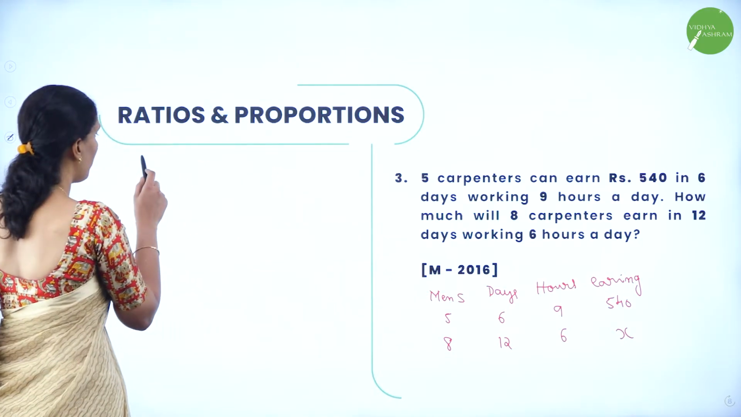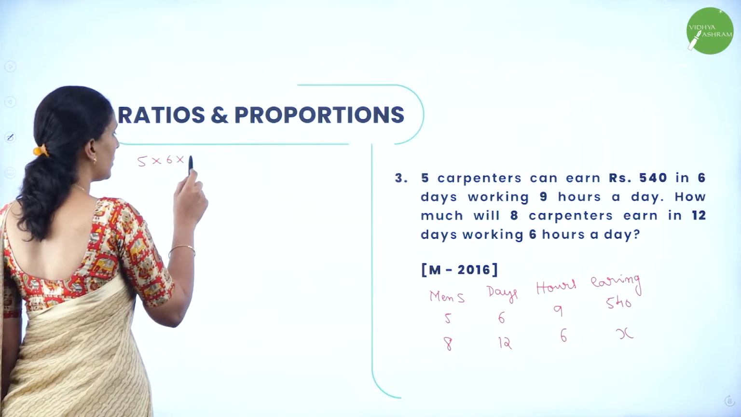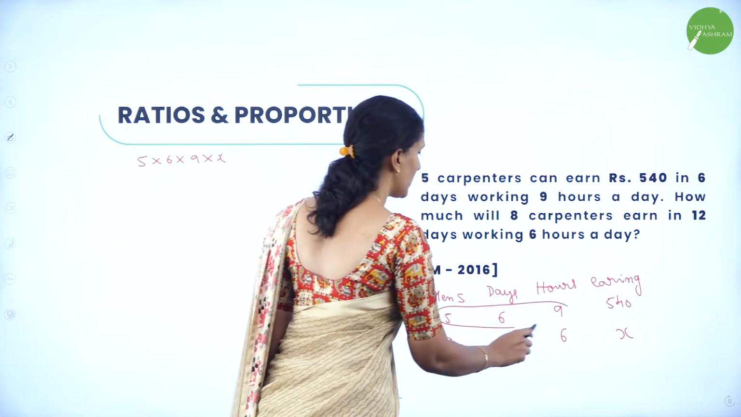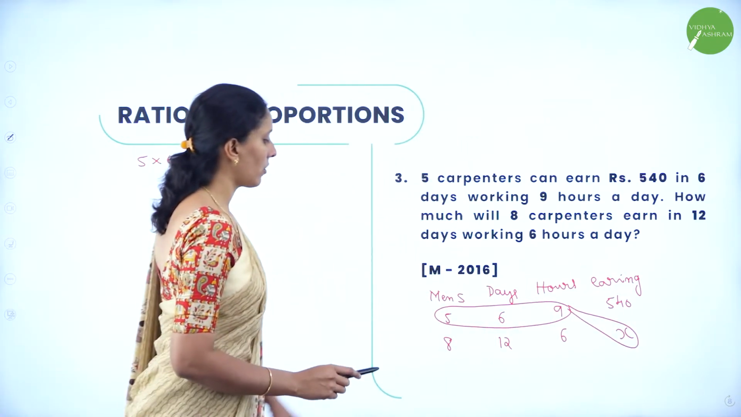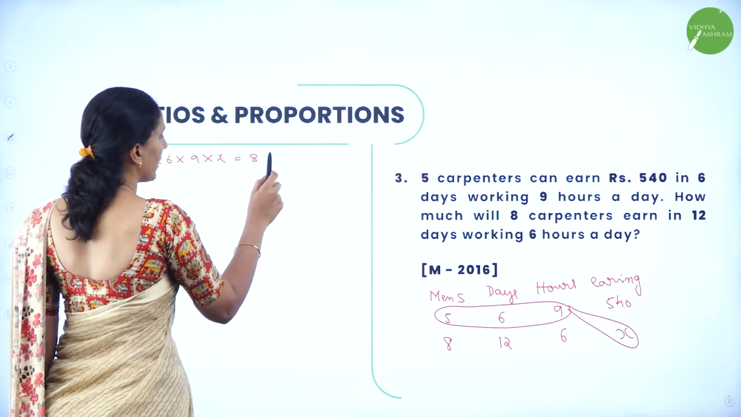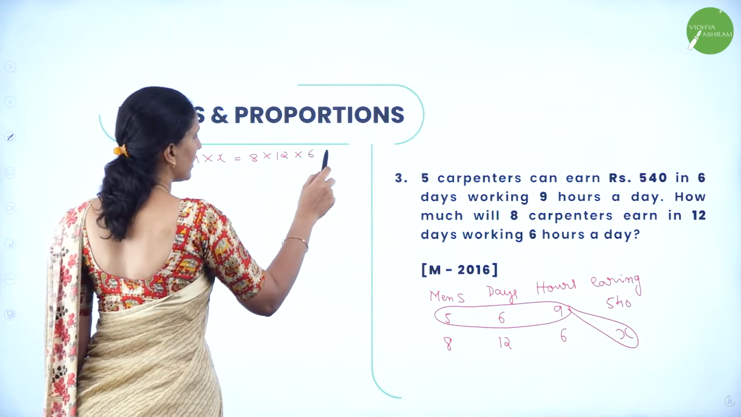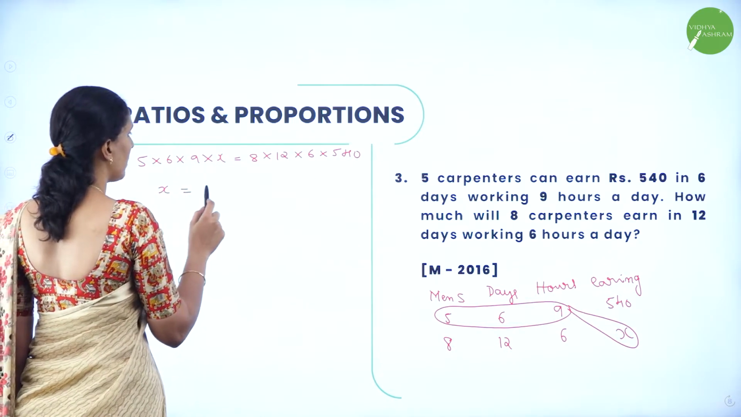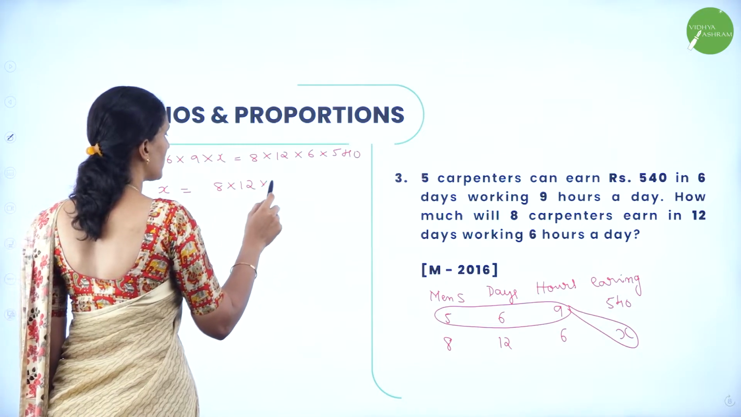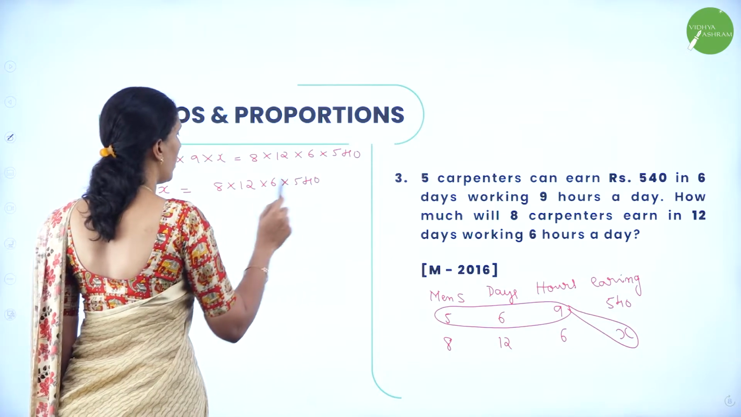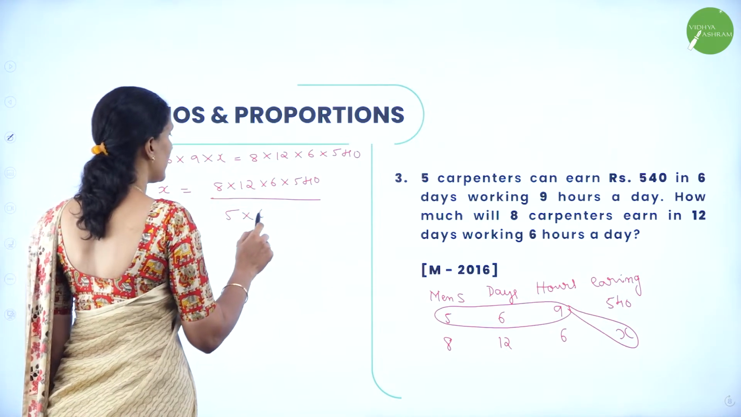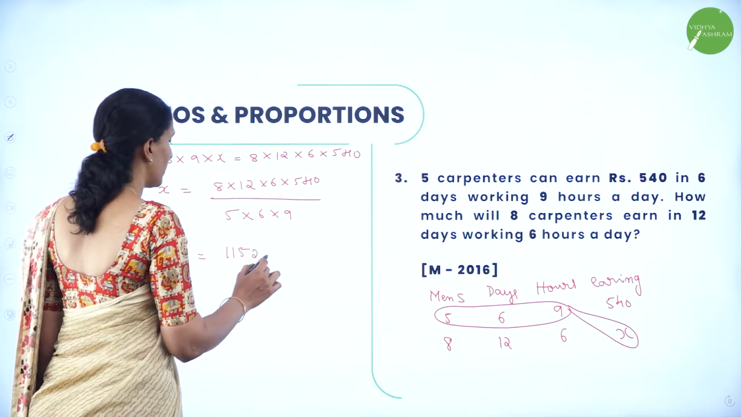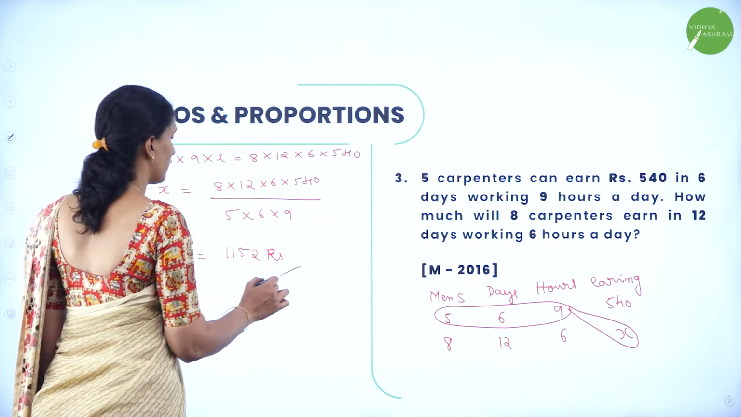So I can write them in the form of 5 into 6 into 9 into x. So this is inversely proportional, 5 into 6 into this one. So similarly the cross multiplication. So this is equal to 8 into 12 into 6 into 540. So clearly we can write x is equal to 8 into 12 into 6 into 540 whole divided by 5 into 6 into 9. x is equal to 1152 in terms of rupees.